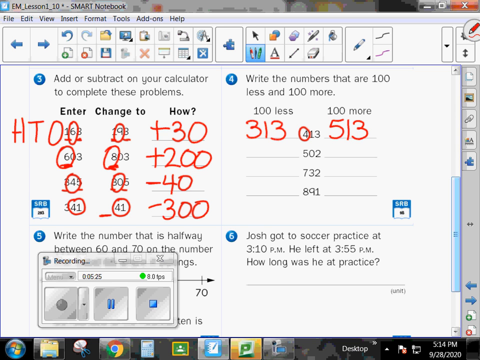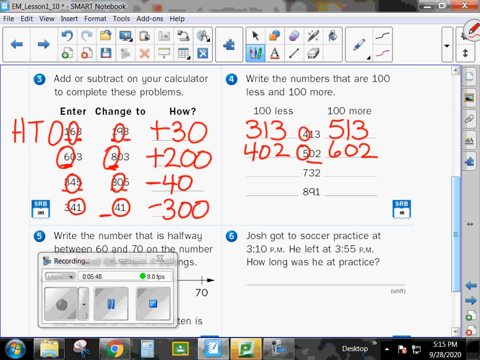If you messed up, stop this video, get things fixed, okay? All right, looking at 502, what digit is in the hundreds place? The 5, right? If I have 100 less, now I have 402. The rest of the problem stays the same. 100 more, I would have 602. This is easy stuff, isn't it?